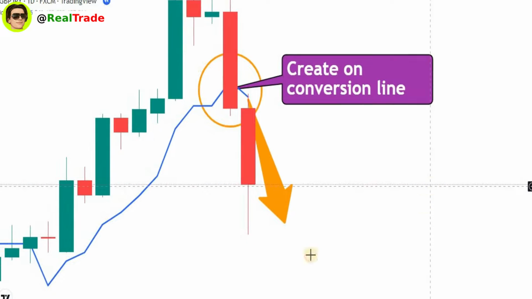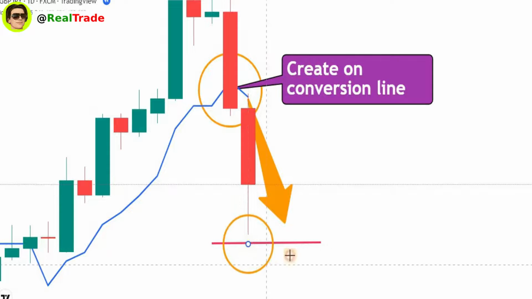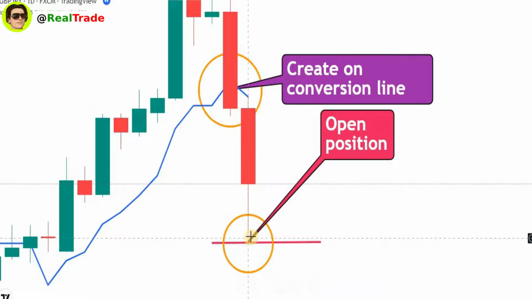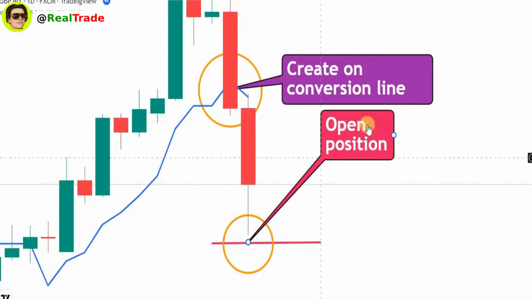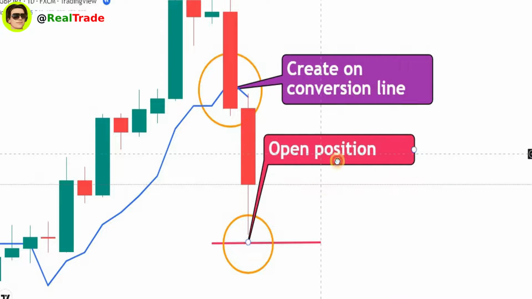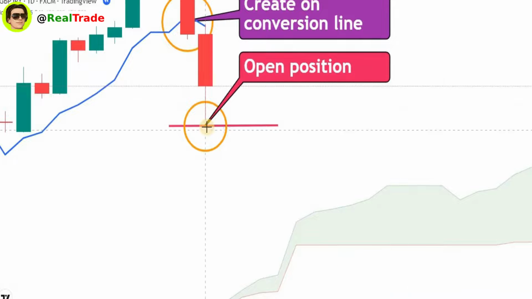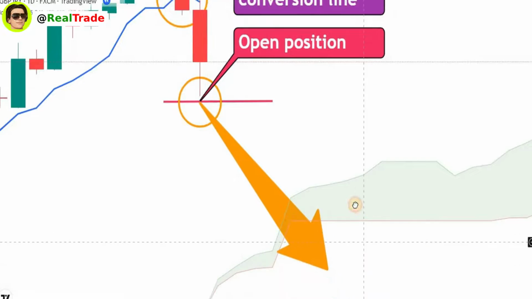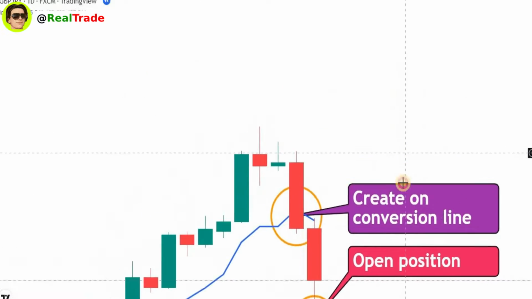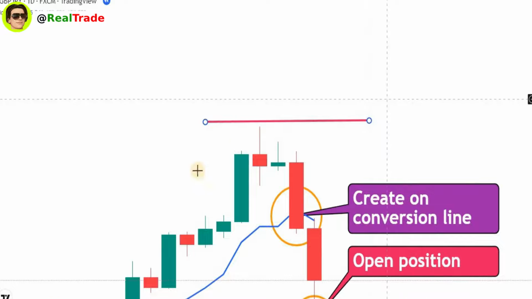Very good. This area activates position. This area activates strategy. Open position, this area. Next candle, open position. And the end of the candle is stop loss. This area is a stop loss.